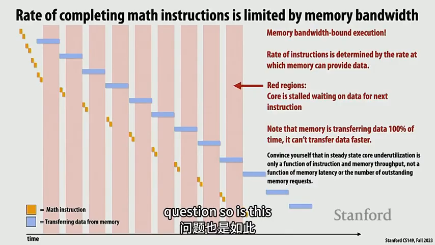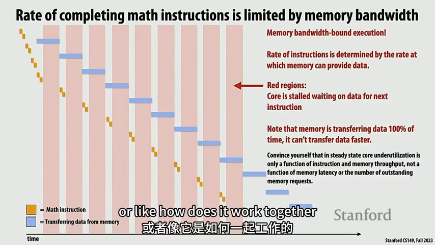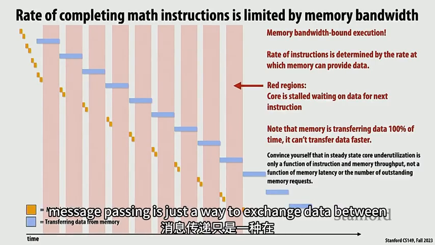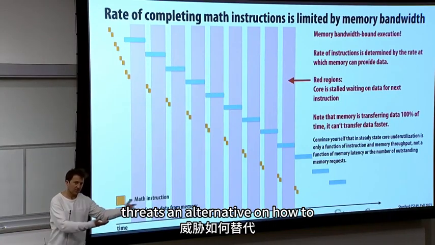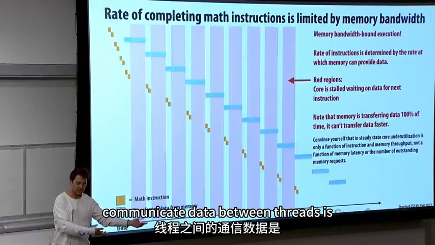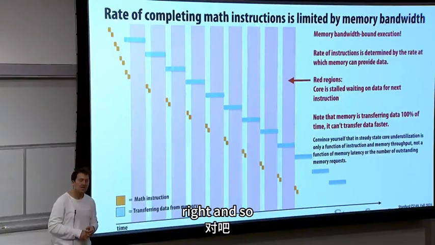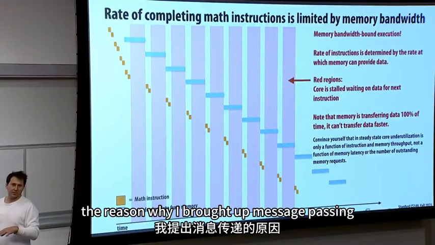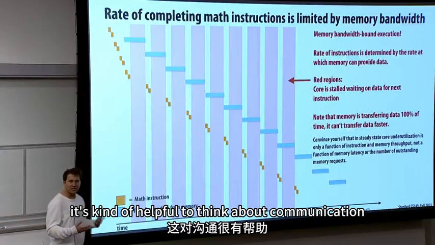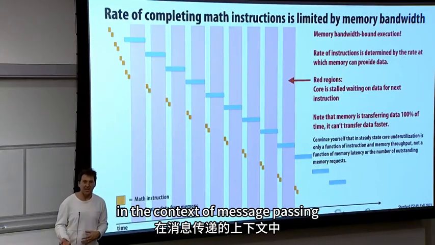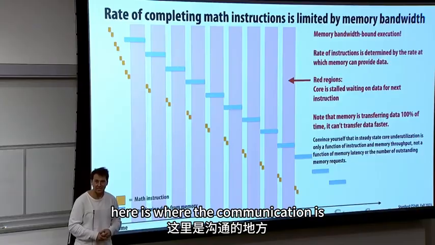Question. So is this message passing an alternative to what we talked about last time with the worker queues, or how does it work together? Message passing is just a way to exchange data between threads. An alternative way to communicate data between threads is everybody reads and writes to a shared address space, right? The reason I brought up message passing, other than to make everybody familiar with the idea, is it's helpful to think about communication in the context of message passing, because you literally see it in the program. Here is where the communication is.